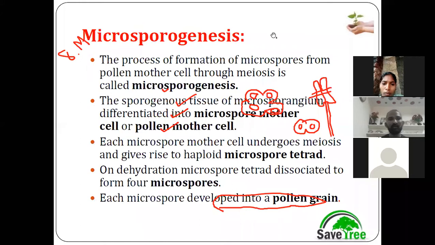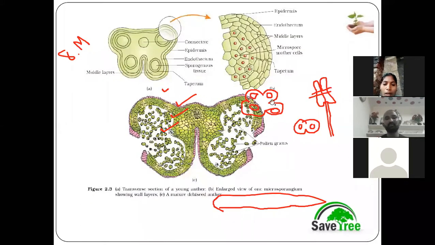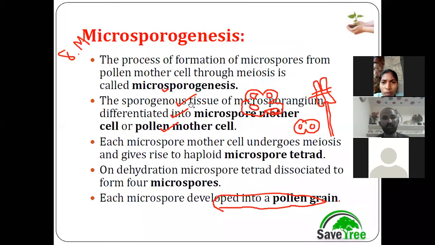Okay, here the sporogenous tissue is located in the microsporangium. Every dithecous anther mainly consists of four microsporangia. In each microsporangium there are many microspore mother cells present. So the sporogenous tissue mainly contains microspore mother cells. These microspore mother cells undergo differentiation and division through meiosis, and finally they produce the microspores. This process is called microsporogenesis.